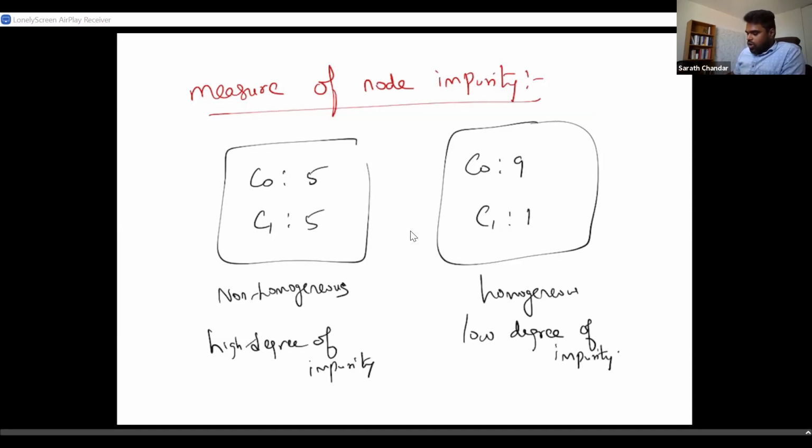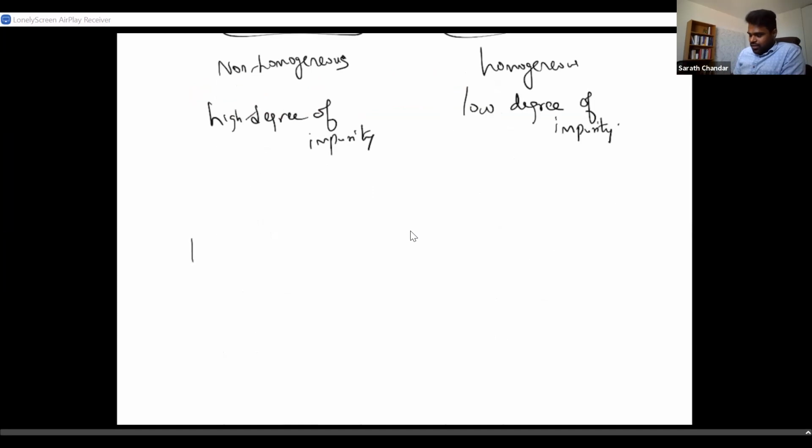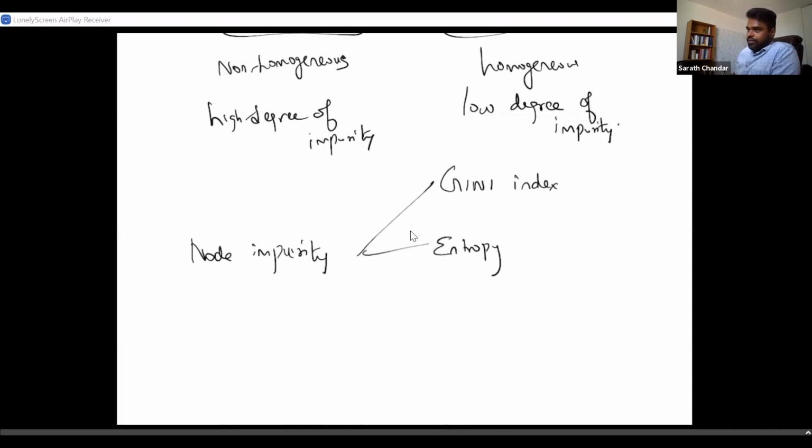Okay, so now how do I measure node impurity? So there are many ways to do this. Okay, in this lecture, we are only going to discuss 3 most popular ways. Which are Gini index, entropy, and misclassification error. Okay, so now even before I explain what is Gini index or entropy or misclassification, I'm going to tell you the general procedure to apply them.